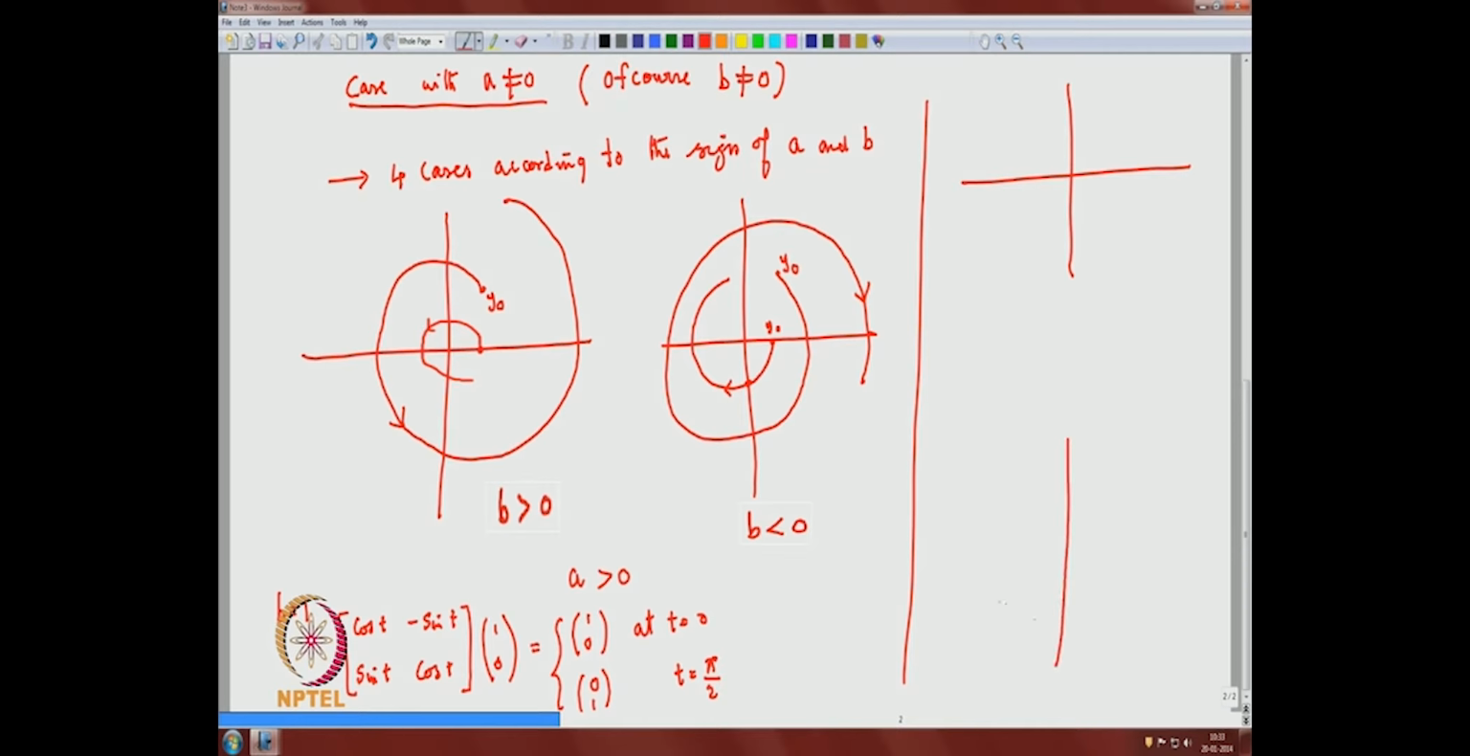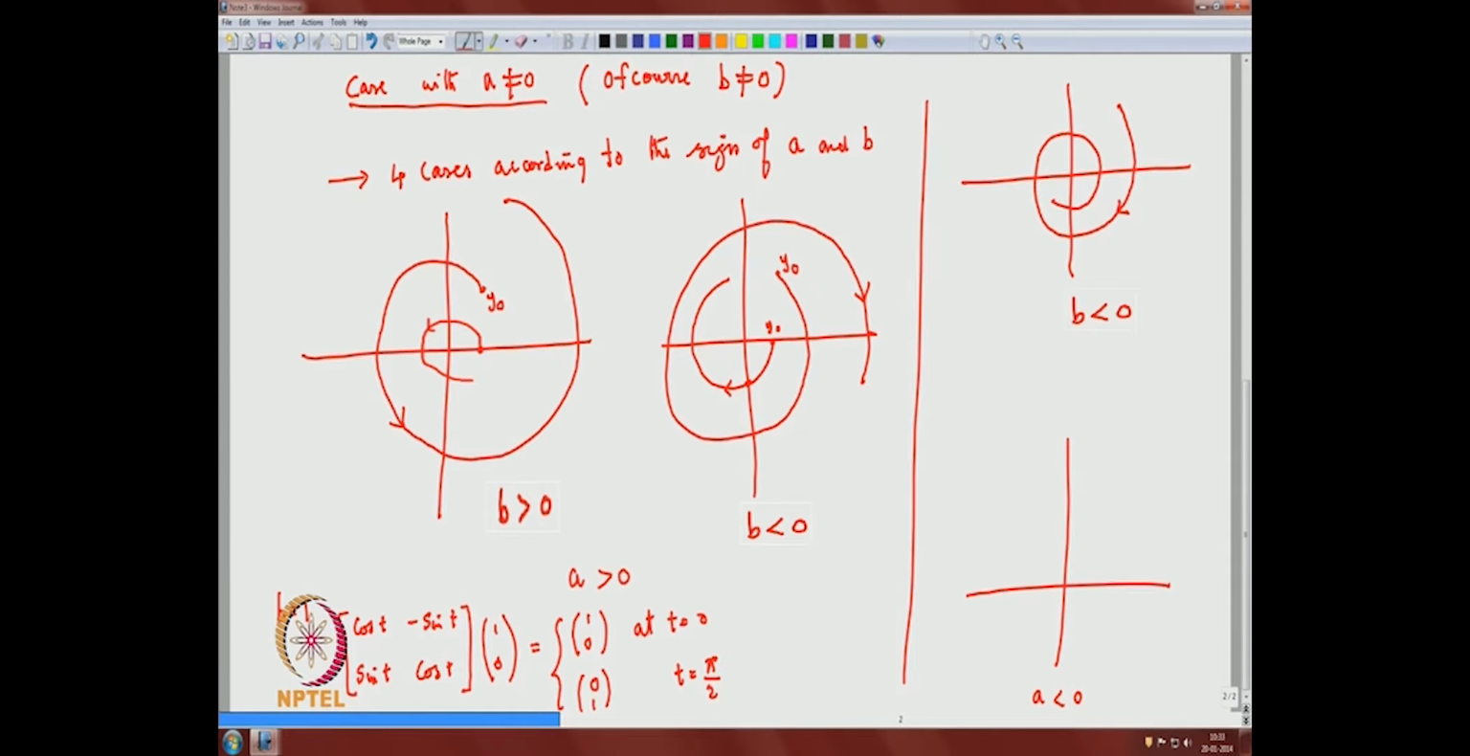What are the two cases? Both these cases are with A negative. In this case again the same thing: you will get a clockwise rotation if you start, but then the amplitudes are reducing. So it should go towards the origin. So it will come here like this.